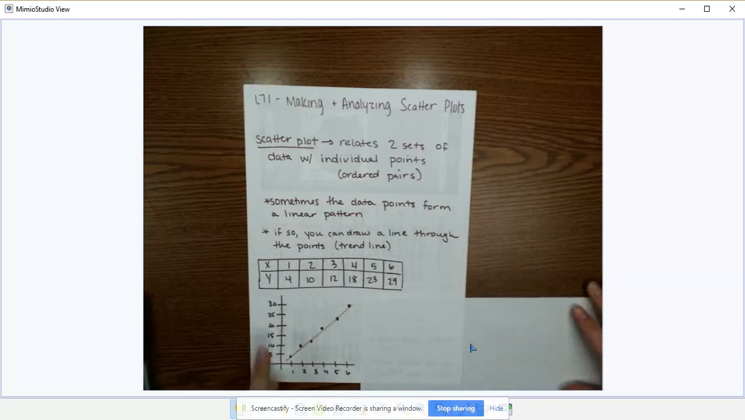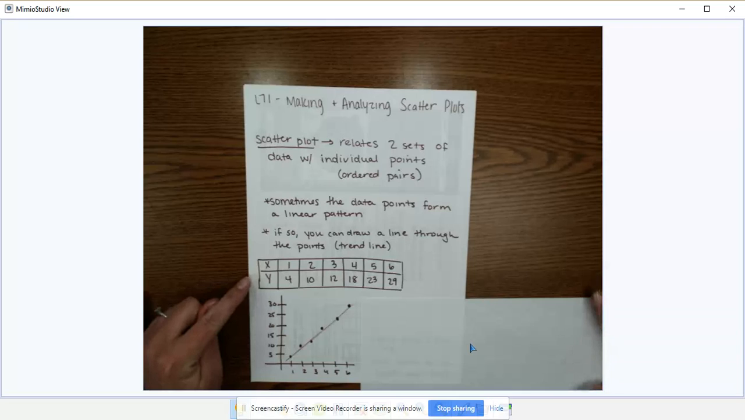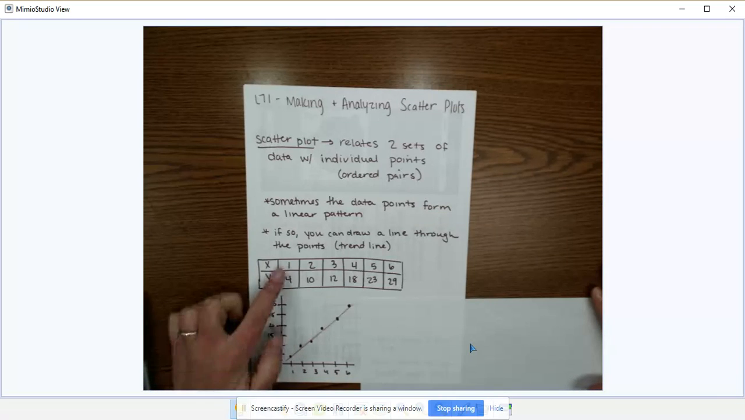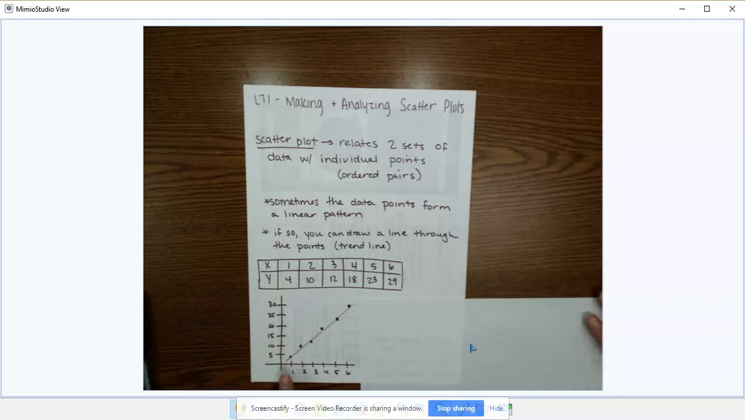So if you're given this data, this XY table, you can plot those points. So (1, 4), (2, 10), and so forth. Notice these points appear to be creating that linear pattern, so we can draw that trend line through the center of the points. Ideally, we would like the same amount of points above our trend line and the same amount below. It's also okay if our trend line goes through a couple points. So there's a scatter plot. We have individual dots. I went ahead and drew a trend line in there.